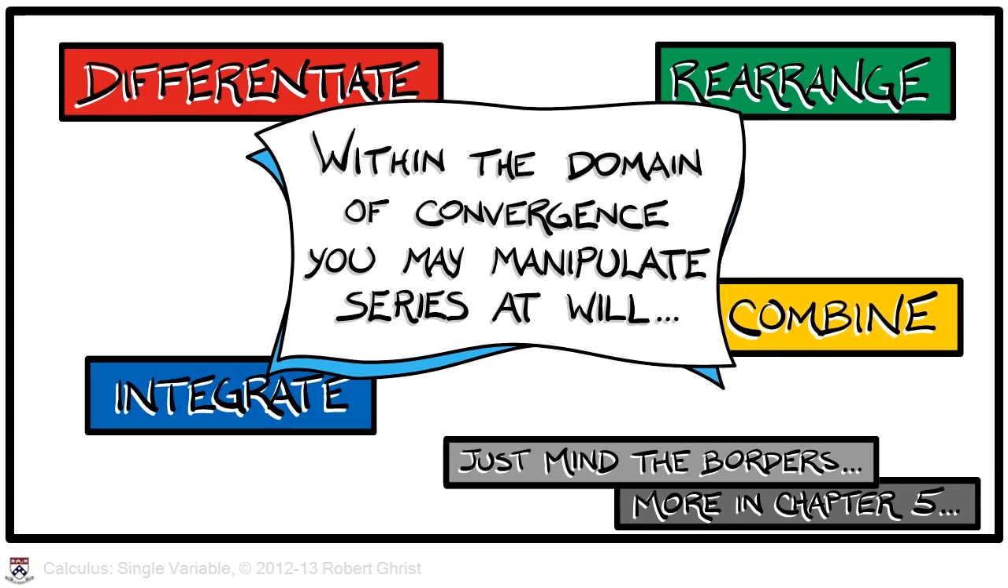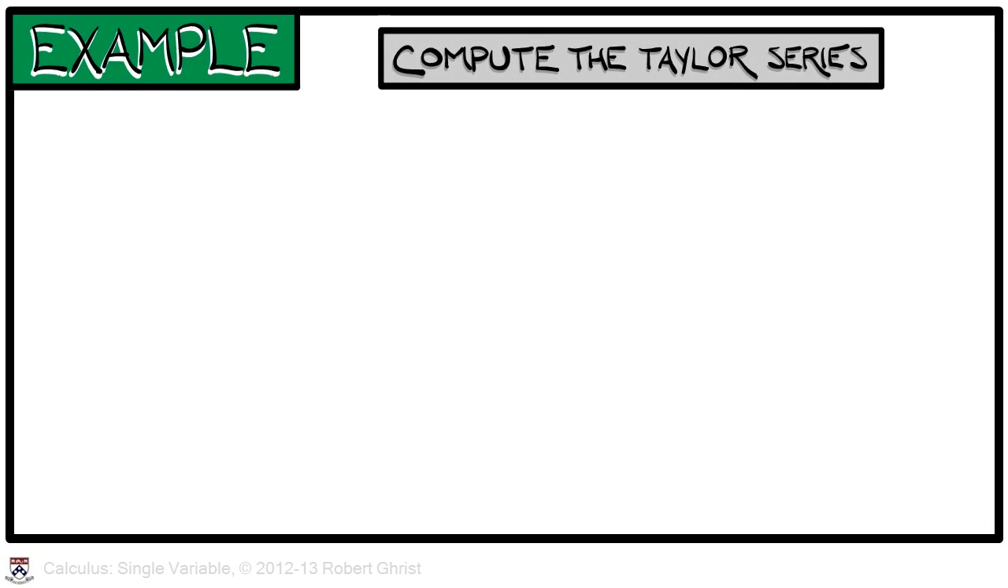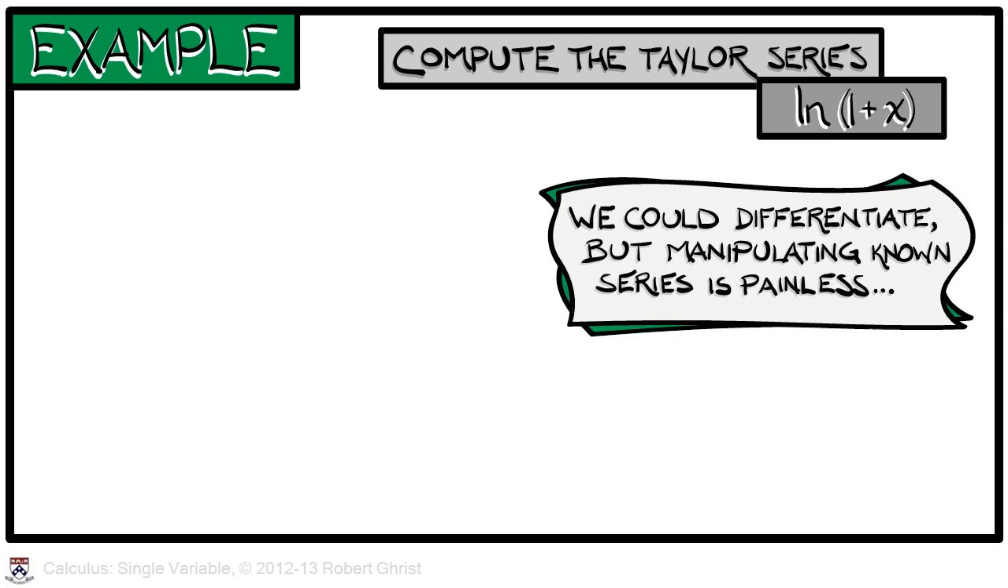For the moment, I want to focus on what we can do. Let's take a look at another example. Compute the Taylor series of not log of x, but log of quantity 1 plus x. Maybe this will be not so bad, since for small values of x, this function is well defined. We could start taking derivatives of this function, but manipulating a known series is going to be a bit easier.